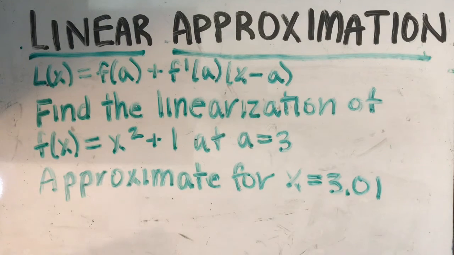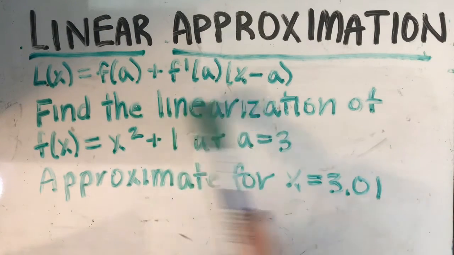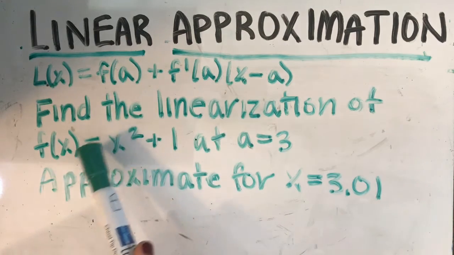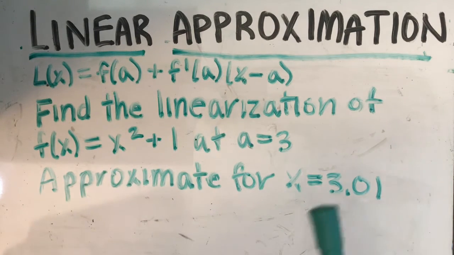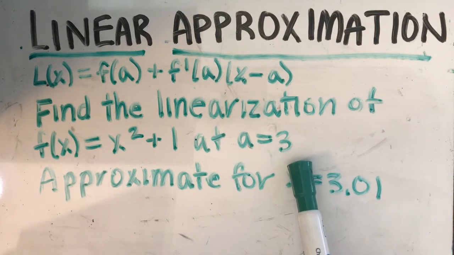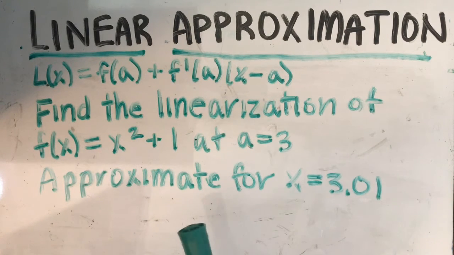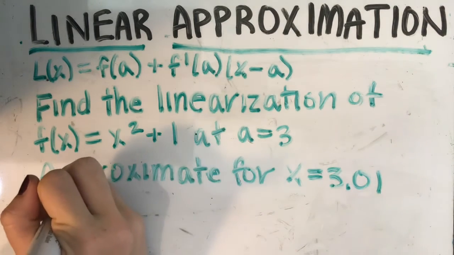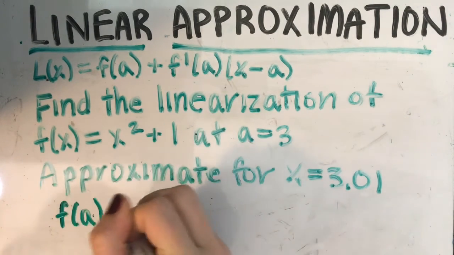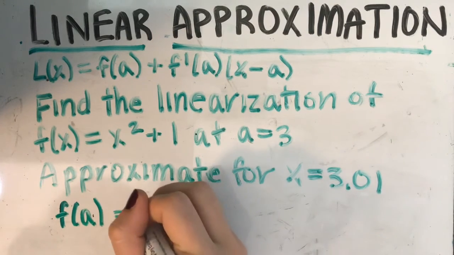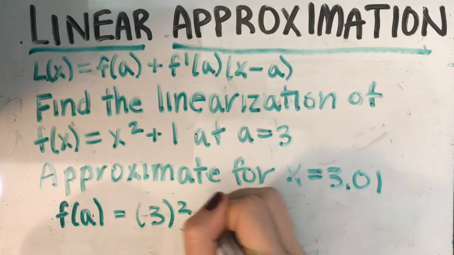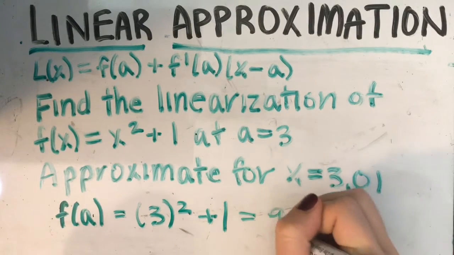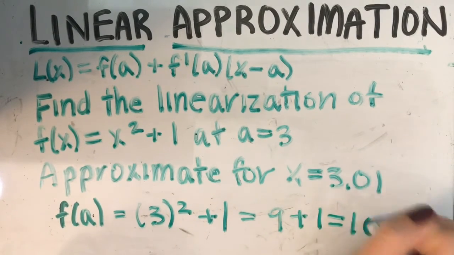So in this practice problem, we've been asked to find the linearization L of x for the function f of x equals x squared plus 1 at a equals 3. And then using this linearization, approximate f of x for x equals 3.01. To begin by finding the linearization, we should find the value f of a for the function. So f of a equals 3 squared plus 1, which would equal 9 plus 1, which equals 10.